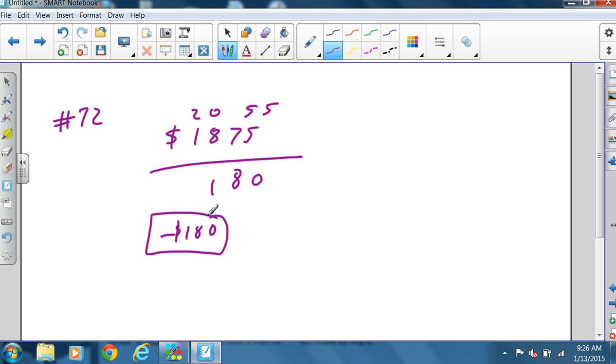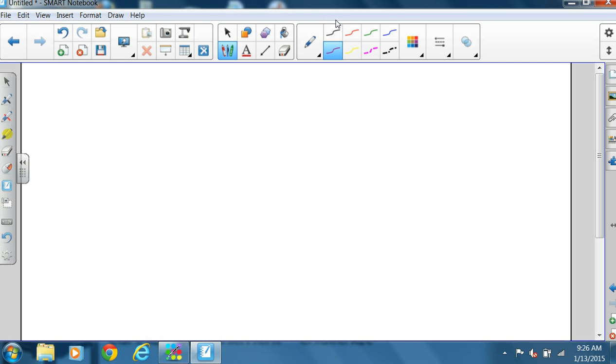So I put it in my calculator and I say clear, 1875 minus 2055. Oh, minus $180. She is going broke. All right. So we're done with section 1. Now we're going to go to section 2.